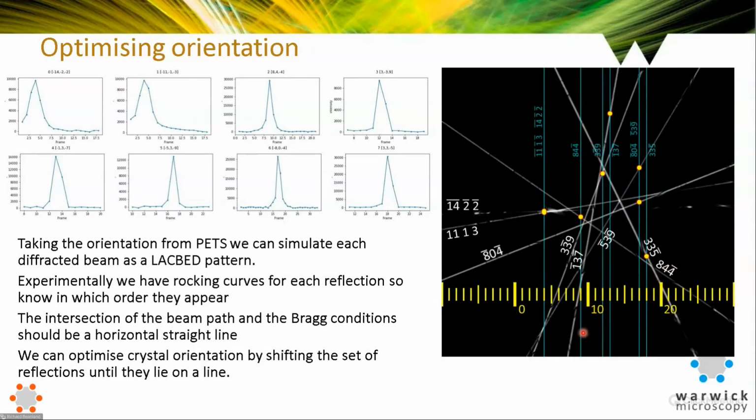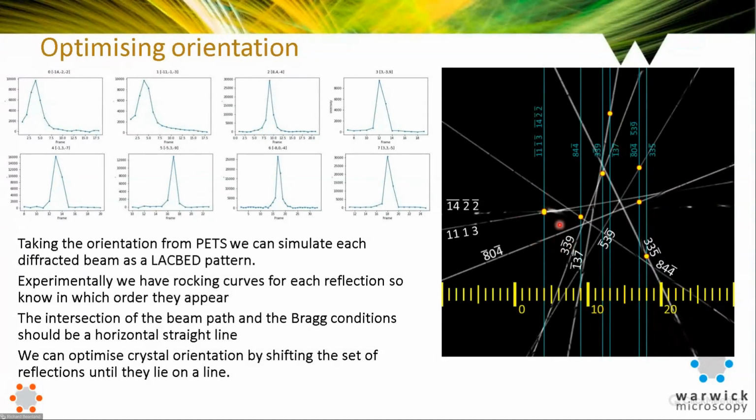Going back to the orientation, as your beam passes through reciprocal space, you'd expect it to be traveling along a straight line. And when you see each reflection appear, each diffracted beam appear, then you know you've cut through a diffraction condition. Now, when we do this simulation, we can see where each diffracted beam is.